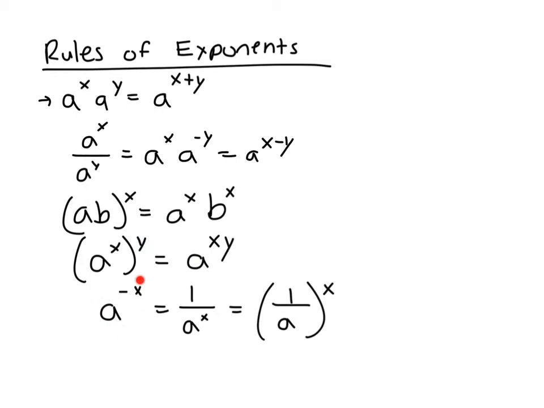Lastly, the negative power. So if a is to some negative number, then that's the same thing as 1 over a to the positive version of that power, or the opposite sign, really. Okay, so let's go ahead and use these rules to do an example.